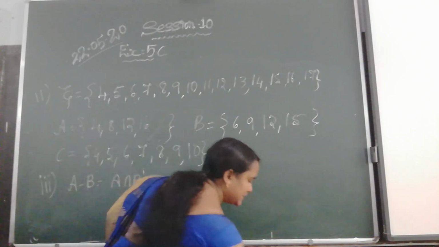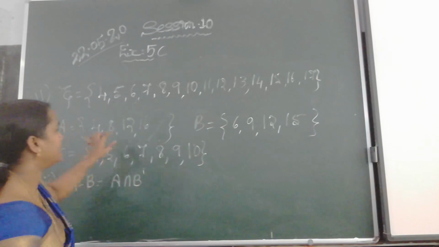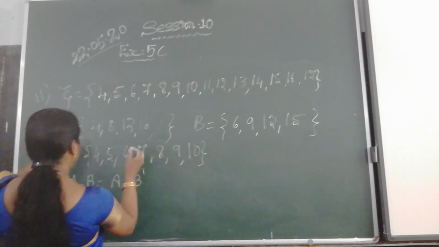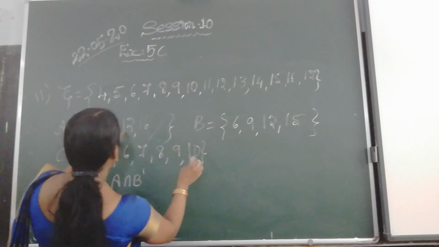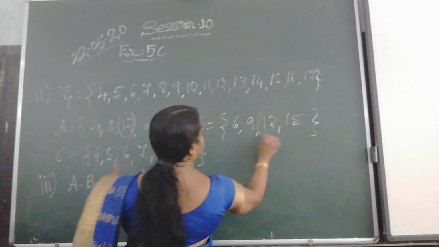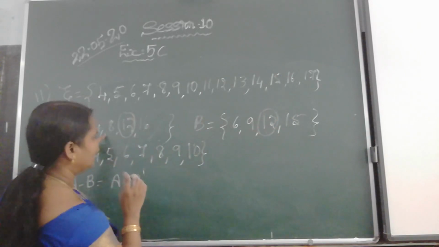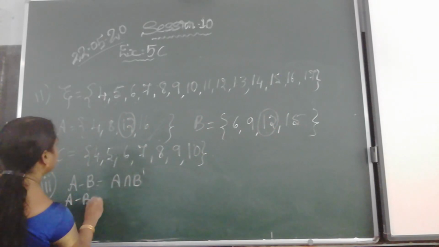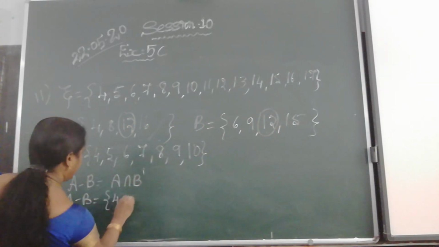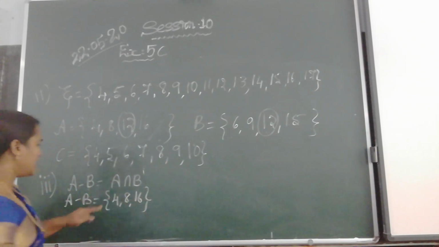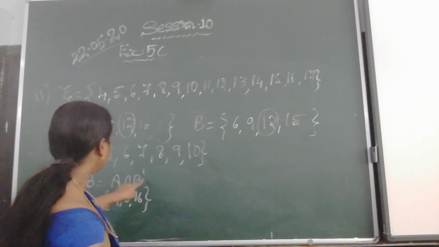Now A minus B. Children, I told you, A minus B means what do we have to do? Compare A and B. Which is the common one here? I think only 12 is the common one, no? Only 12 is common. That means A minus B, we will get 4, 8 and 16.